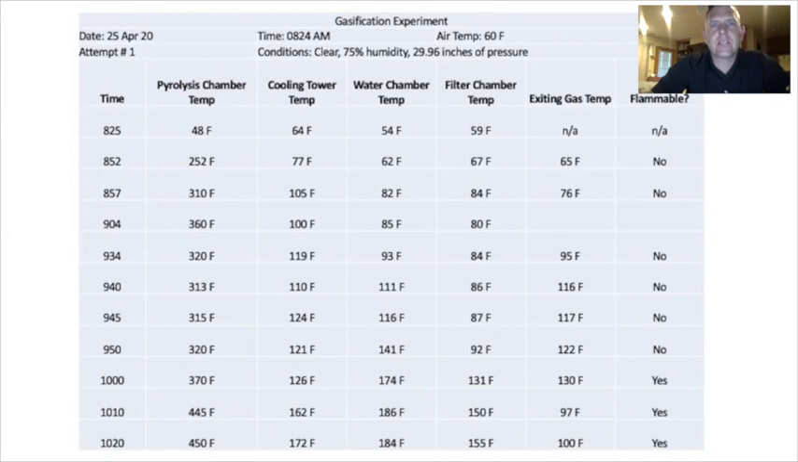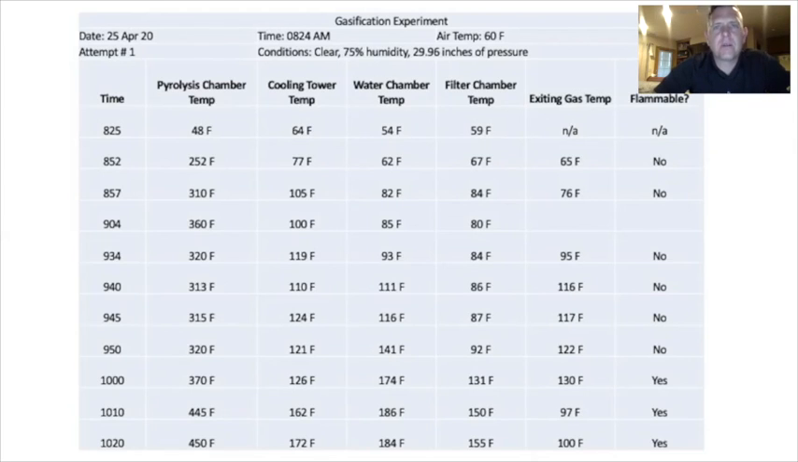I would like to draw your attention to the cooling aspect of the system. I've previously stated that the ideal temperature for the wood gas is around 70 degrees Fahrenheit. You can see here that the cooling tower and water chamber had both exceeded this temperature within 30 minutes of starting the test.